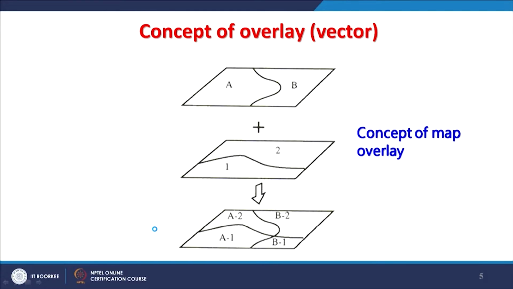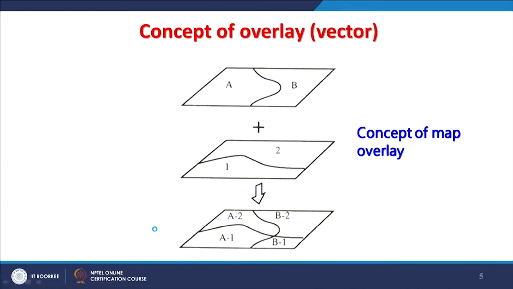Here one very simple example of overlaying operations is given. On top we have one map of a geographic extent, having two polygons A and B. For the same area we have another polygon layer having two different units, 1 and 2. These polygons 1 and 2 have completely different shape and size than polygons A and B of the top map. Now, when we intersect these two, this is the output, and we get 4 polygons.